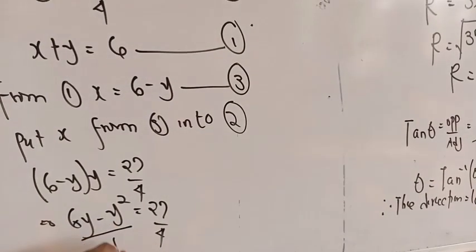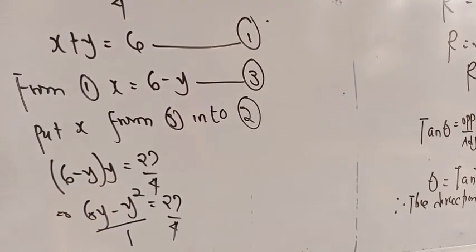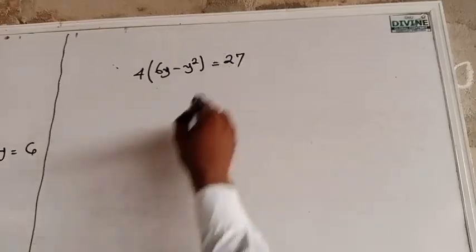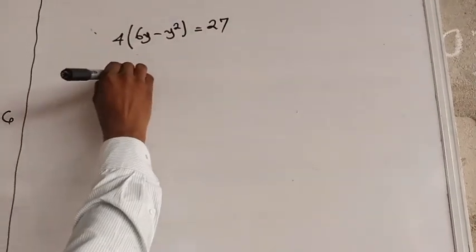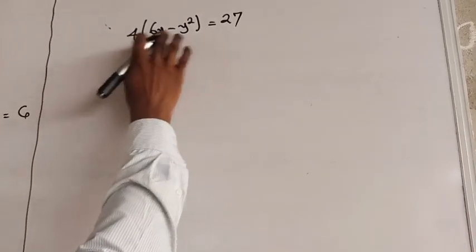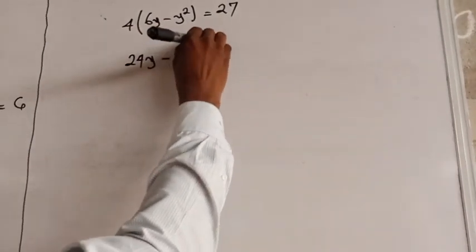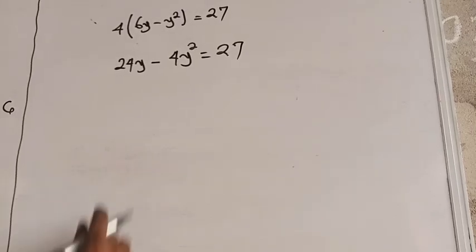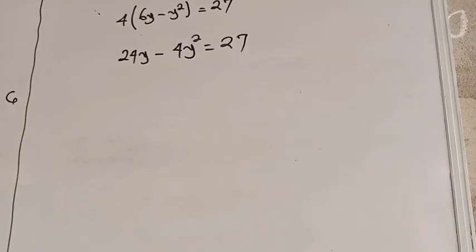The whole of this place is over 1, into 6y minus y squared. And 6, that will give us 24y minus 4 times y squared, that will give us 4y squared equals 27. That being told, it's leading us to a quadratic expression.